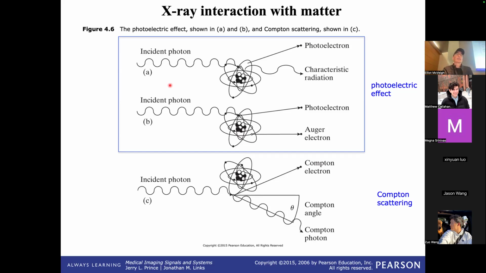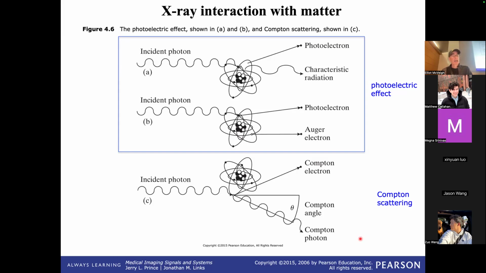We now have X-rays coming out of our tube. The X-rays are going to go through the patient. There are going to be collisions in the patient, right? The X-ray is going to collide with atoms in the patient. So here's our incident photon. This is an atom inside the patient. And we ask, well, how can the photon be absorbed by the patient? And there's two main ways. One's called the photoelectric effect, and one's called Compton scattering. And we'll see these are quite different.